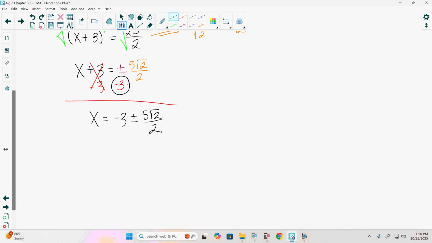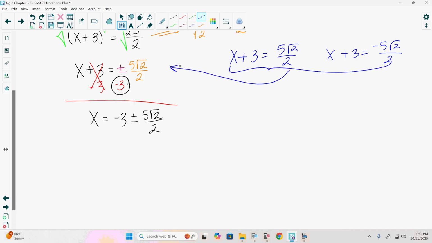We use plus or minus to be able to simplify this into a single expression so we don't have to break it up into 2 separate statements. That x plus 3 is equal to plus or minus 5 square roots of 2 over 2, and x is equal to... What we're avoiding is, when we square both sides, having to rewrite it as 2 separate statements and solving them individually. The plus or minus gives us the ability to write these 2 statements as an individual expression. We can combine them with the plus or minus.